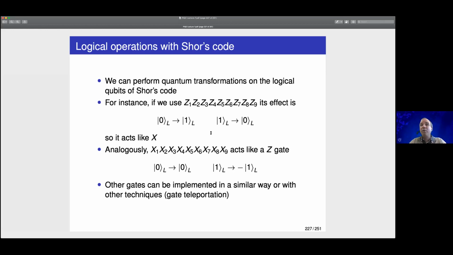Okay, but there are other techniques. For instance, gate teleportation. If you remember from the second lecture, I told you that gate teleportation could also be used in order to implement logical gates in error correcting codes. I'm not going to go into the details because they are a little bit more complicated, but if you want to take a look at that, I can provide some pointers, and it's not much more complicated than what we have studied.